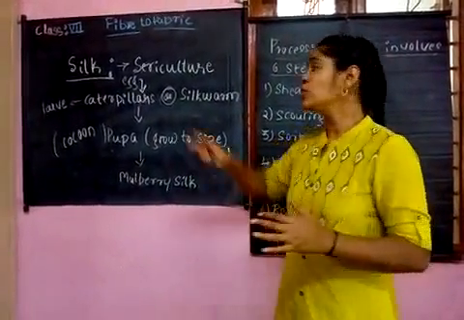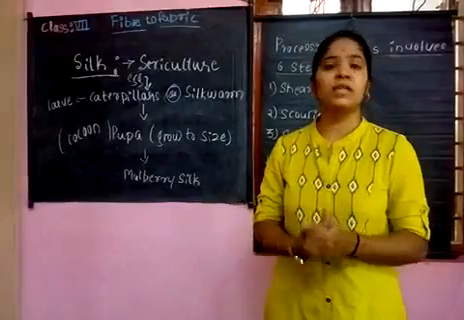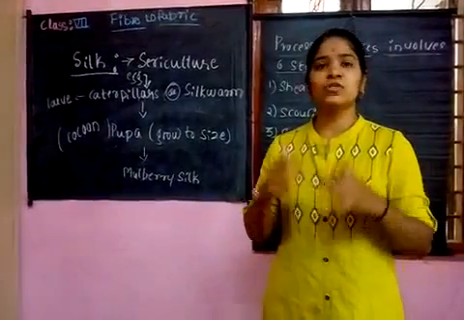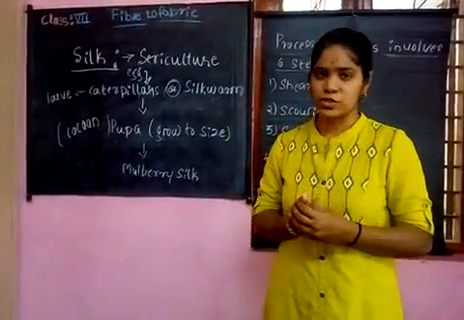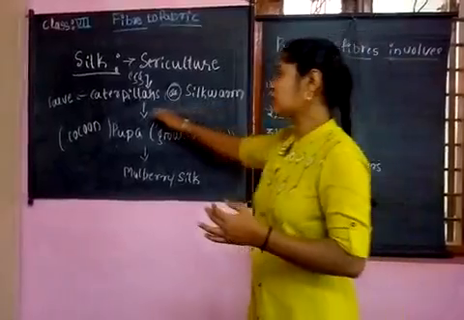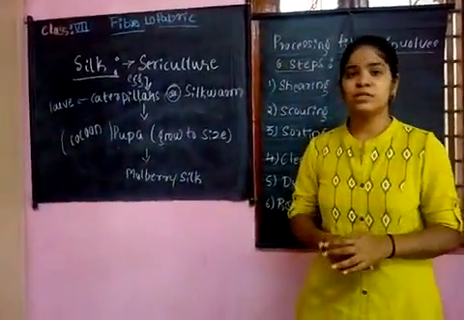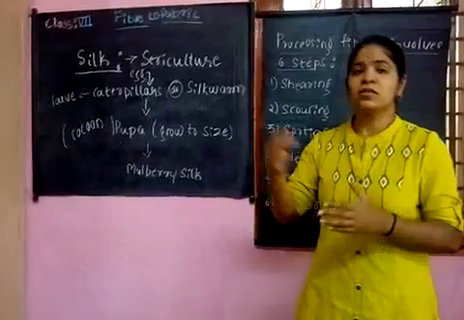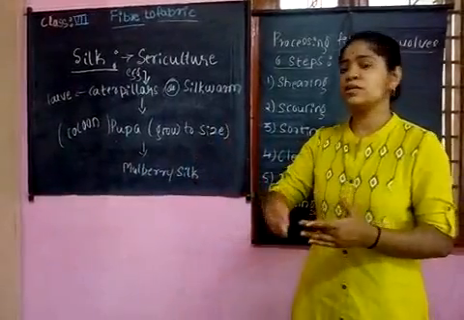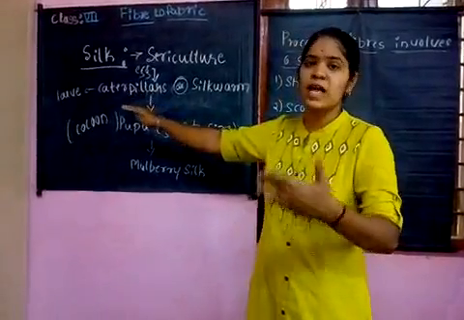Okay, so the laying of eggs is done by the female silk moths. Thousands of eggs are laid on mulberry leaves. The next process is the formation of caterpillars, or silkworms. After the eggs, after two to three days, the eggs are going to convert into caterpillars. That process is called the larva stage.